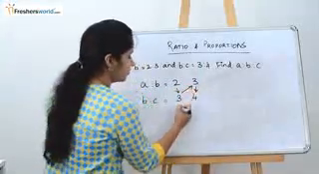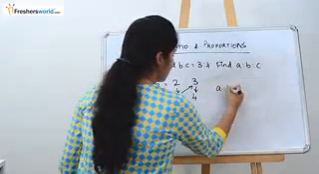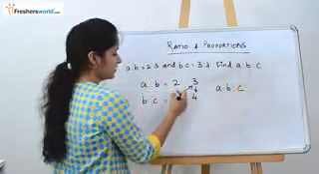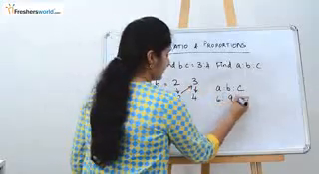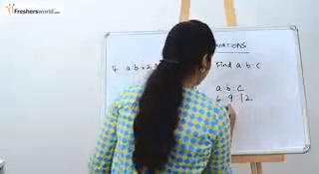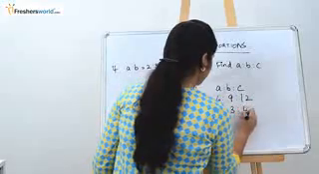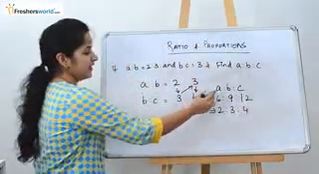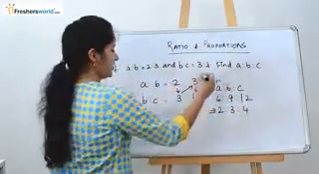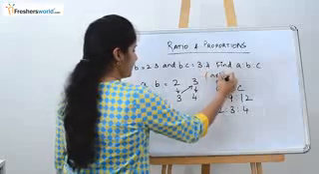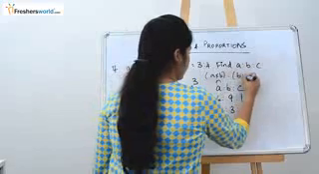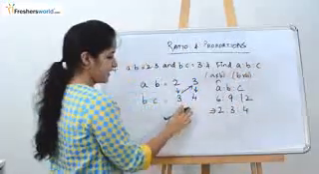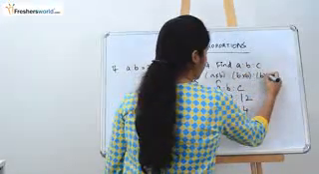To find A is to B is to C, what we do is: 3 into 2, 6. 3 3s are 9. 4 3s are 12. So it is nothing but 2 is to 3 is to 4. What do we do here? To find the A, we are multiplying A and B. To find the B, we are multiplying both these B's. To find the C, we are multiplying B into C.